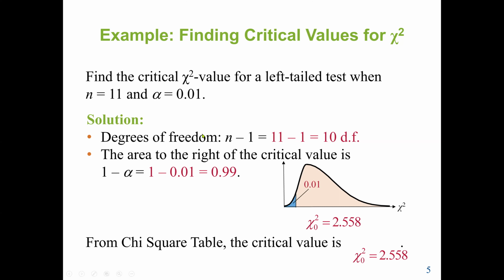So again, using the chi-square to find the critical value, we use our degree of freedom, which is the sample size minus 1, that is 10. The alpha is 0.01. If it's a left tail, then we have 1 minus 0.01. So we have 0.99.